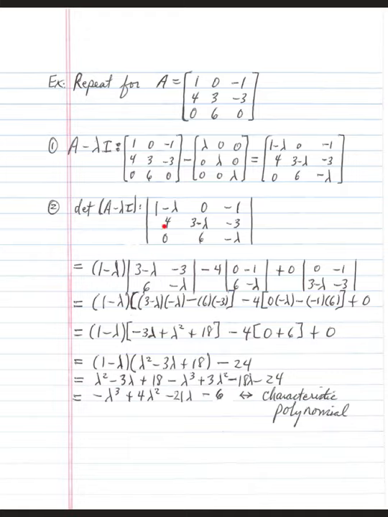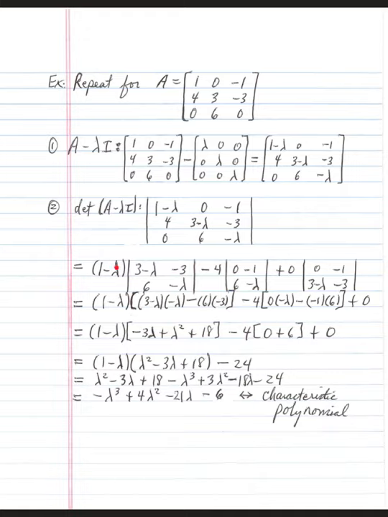Minus 4, ignore that row and column. 0, negative 1, 6 minus lambda are the remaining 4 terms for that minor. And then finally, plus 0. If you cross out the first column, third row, these 4 terms are remaining. And I slip those in here. So it's positive, negative, positive.